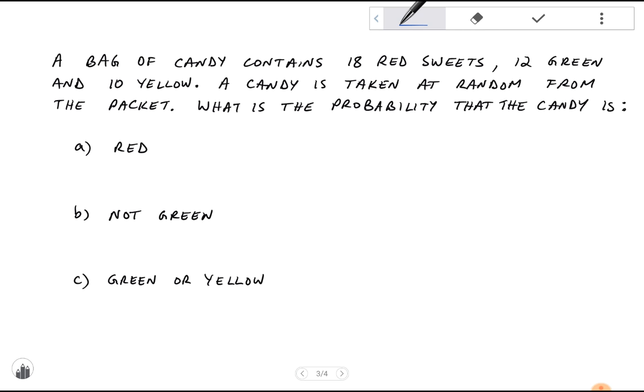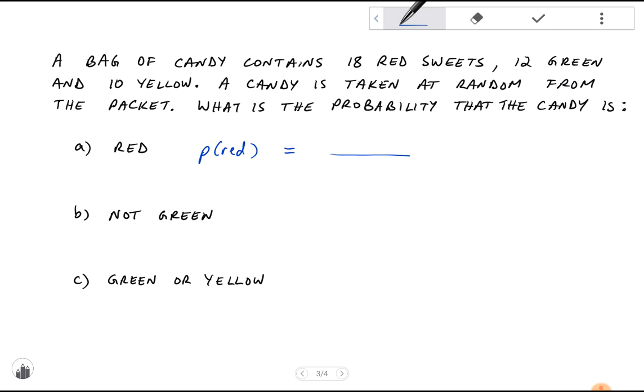All right, we have a bag of candy, and it contains 18 red sweets, 12 green sweets, and 10 yellow sweets. Candy is taken at random. Candy or sweet, these are the same thing. From the packet, what is the probability that the candy is red? Okay, so probability that it's red.